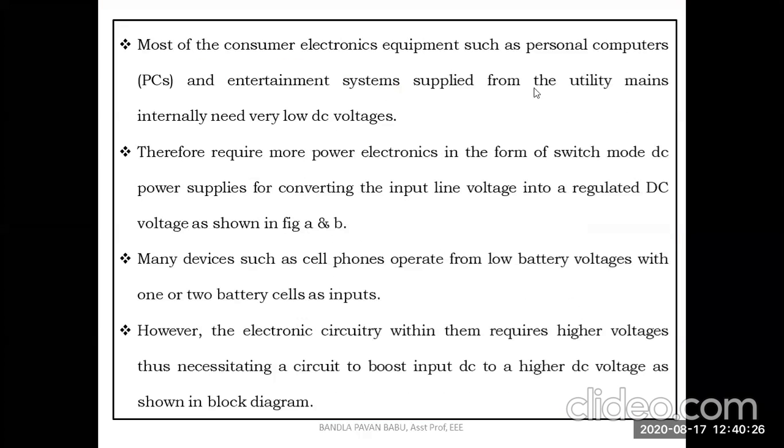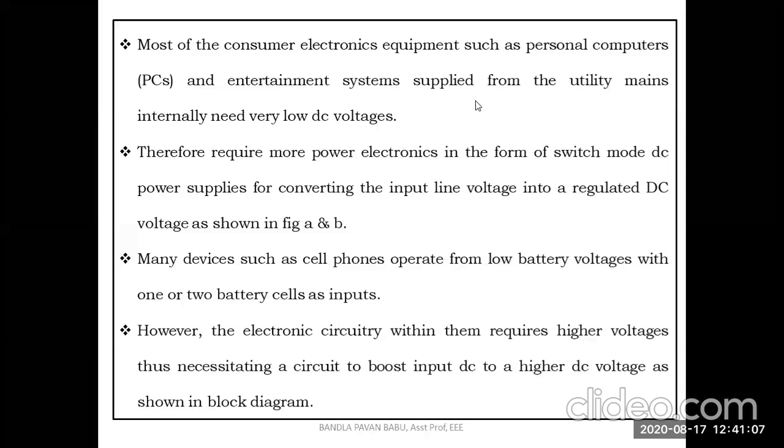So this is about the slides I have given regarding the figures. Most of the consumer electronic equipment such as personal computers and entertainment systems, right now you are using mobiles, tabs, or every entertainment system, internally need very low DC voltages. Actually these power electronics, our smartphones or everything, we require low DC voltages, but actually it is sourced from 230 volts AC. So how is this process happening?